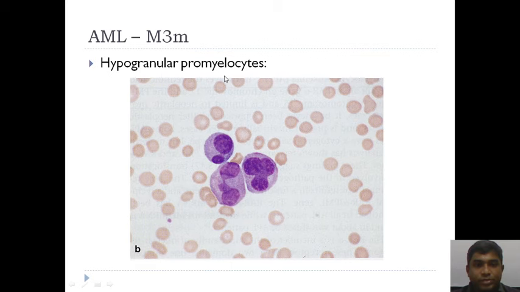There is a specific subcategory called hypogranular or microgranular acute promyelocytic leukemia, in which the nuclear morphology is similar, in the sense that it is much convoluted and distended, but you don't see many granules in the cytoplasm.